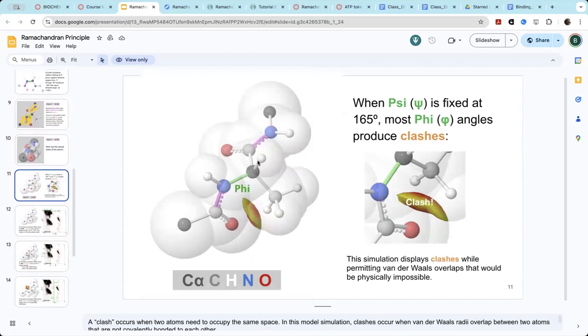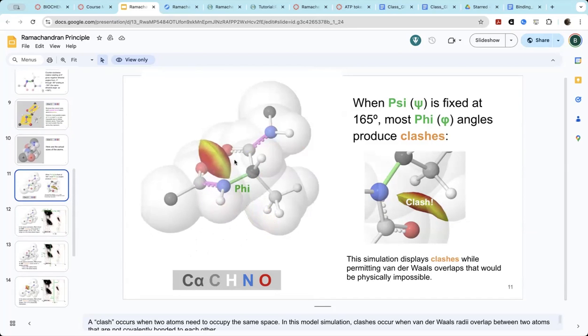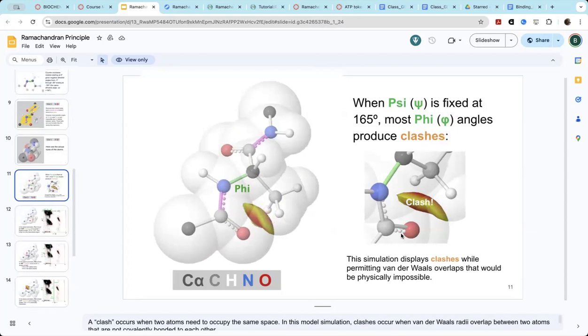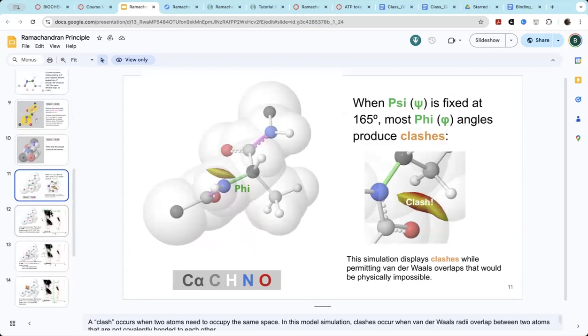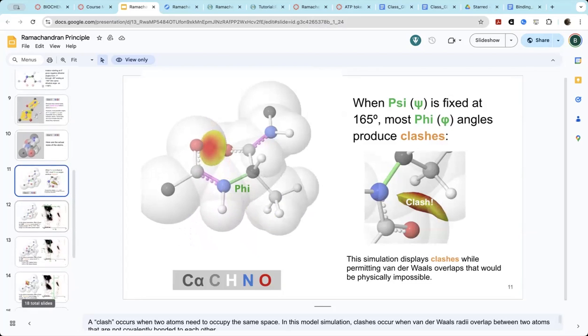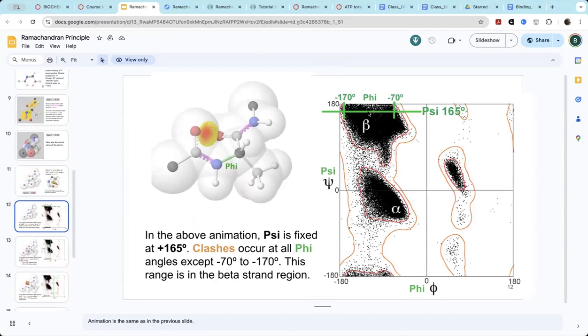You can see that if you were to fix one of the angles in place and rotate the other angle, there's only going to be a set of regions in which you don't see those clashes. You don't get those van der Waals overlaps. That would be physically impossible. So the allowed regions are going to be points where you're going to find them cluster on a Ramachandran plot.